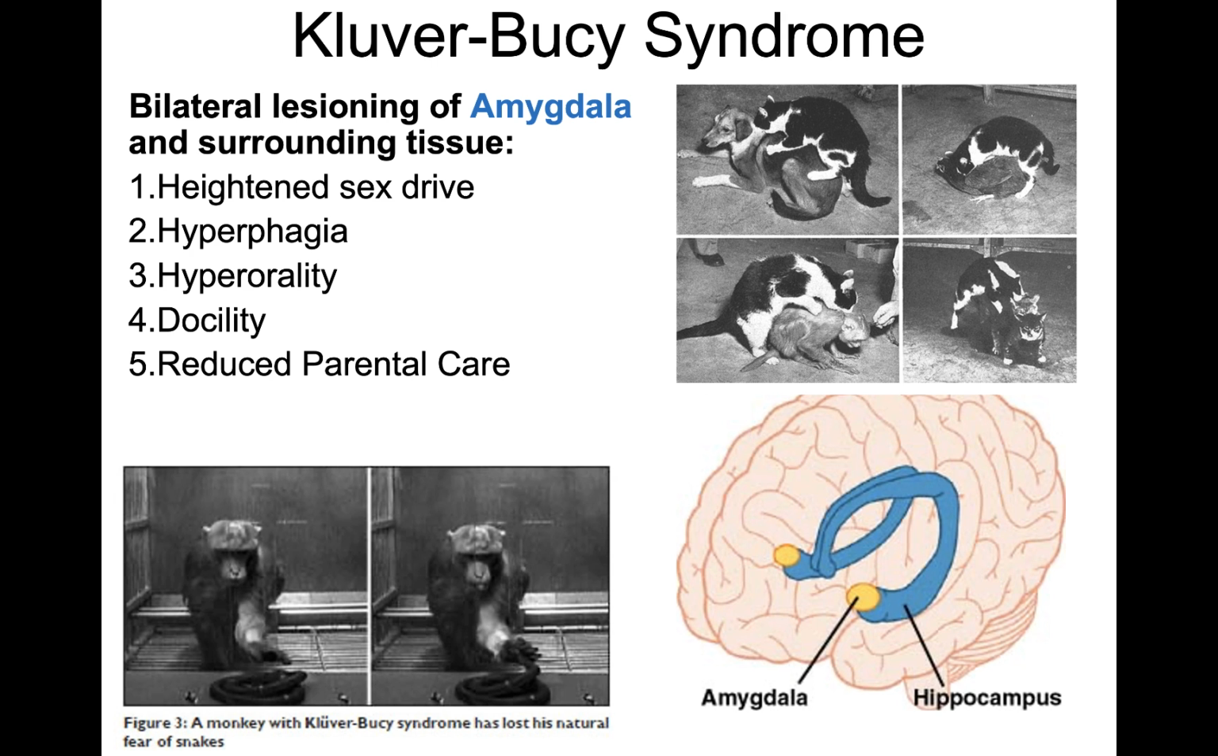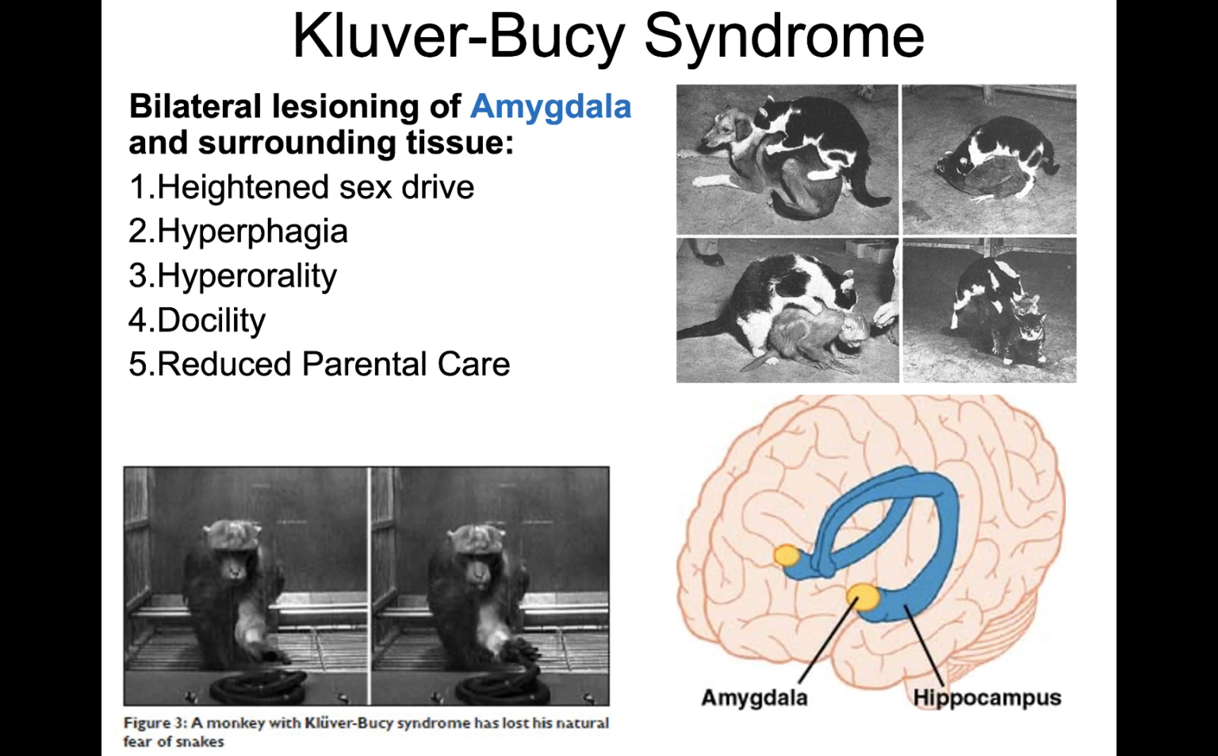So Kluver-Bucy syndrome is when people are born with it. So people are born with it, and some animals are born with it, but sometimes you can damage amygdala and it can result in Kluver-Bucy syndrome. Let's say you have a cat and you put a wire in there and you damage the amygdala. You let the cat heal, and then you observe the behavior. Now when you do that, you want to have a list of behaviors that it was showing before you damaged the amygdala, so you have something to compare to.